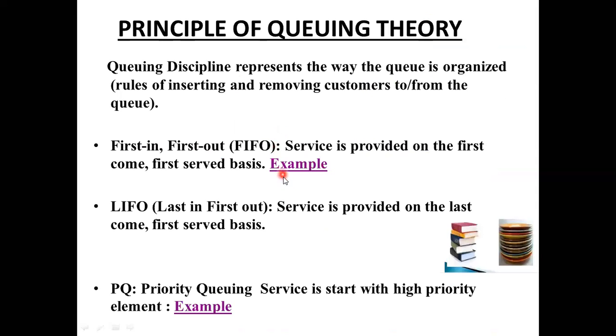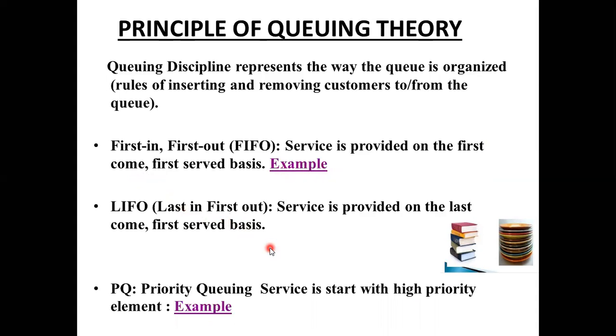Now, there are principles of a queuing system. What is the principle of a queuing system? The principle of a queuing system represents the way the queuing is organized. It is the rule of inserting and removing customers to or from the queues. There are different ways that we can enter from the queue to the system. The first one is called first in, first out.